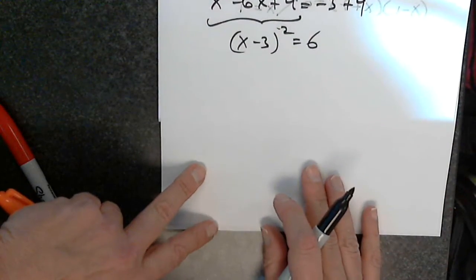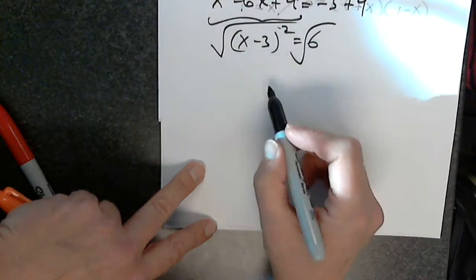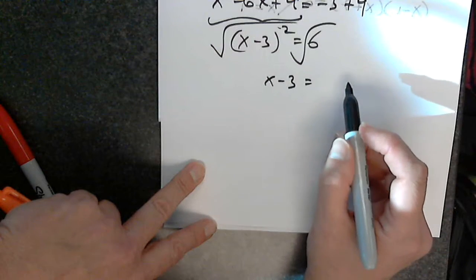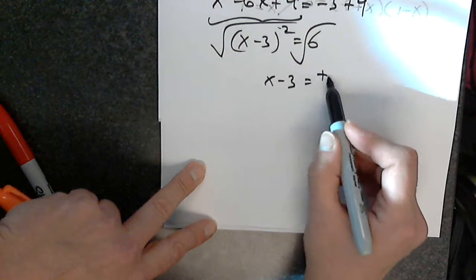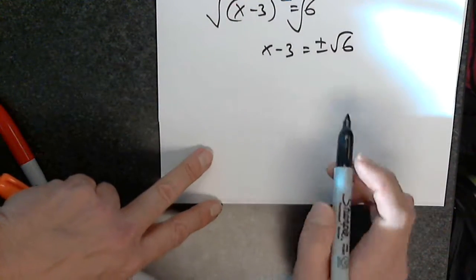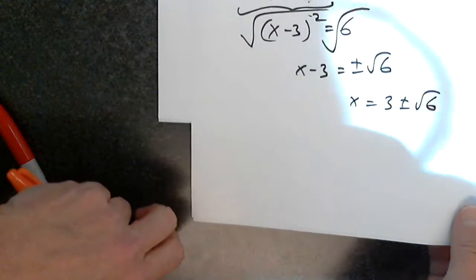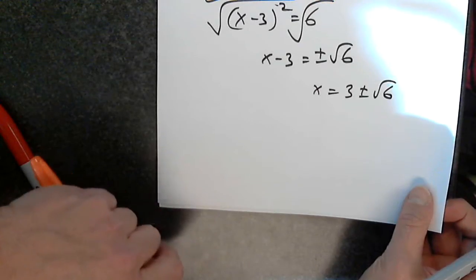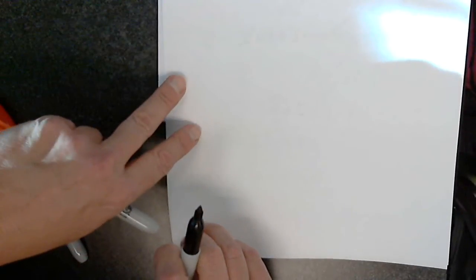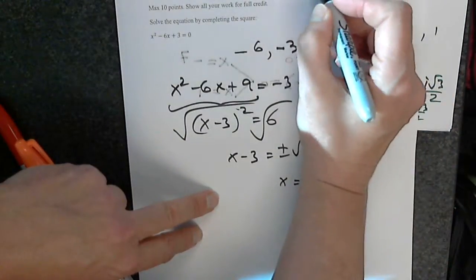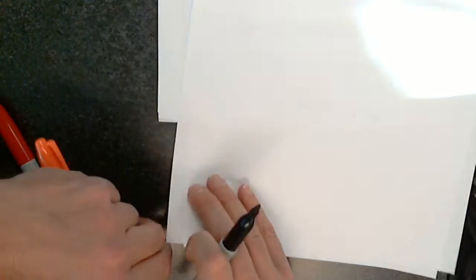And now I have to take the square root, so I have x minus 3 equals. So therefore, x equals. Excellent. Perfect. Any questions? Okay, next one.